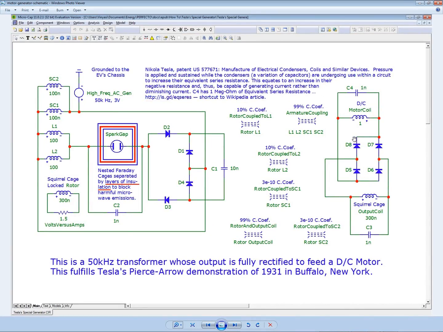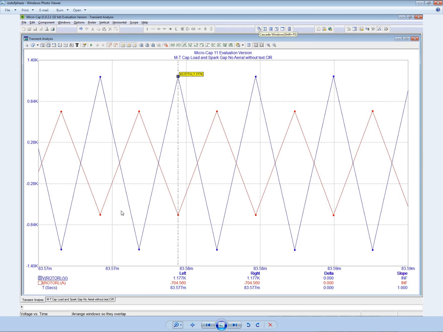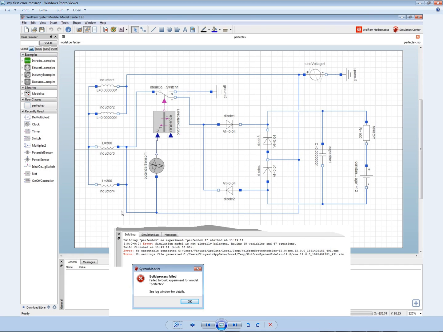Oh no, this was the special case where I rectify it to create a little DC condition over here. So we had 50,000 hertz, and that's where that came from. I have 10 nanofarads in this capacitor, and 1 nanofarad over here adjacent to the spark gap. So it varies, depending on what you try to do.